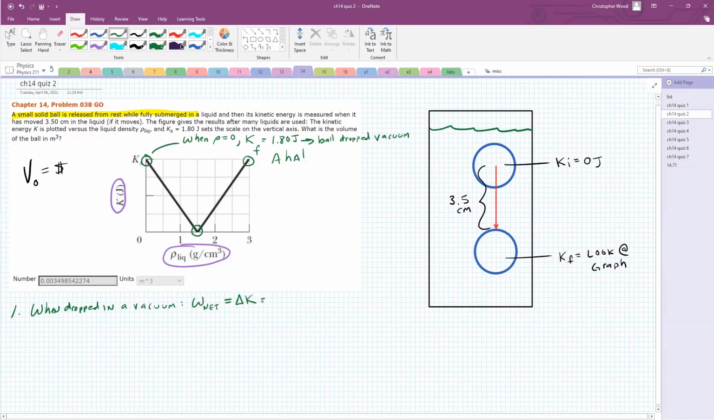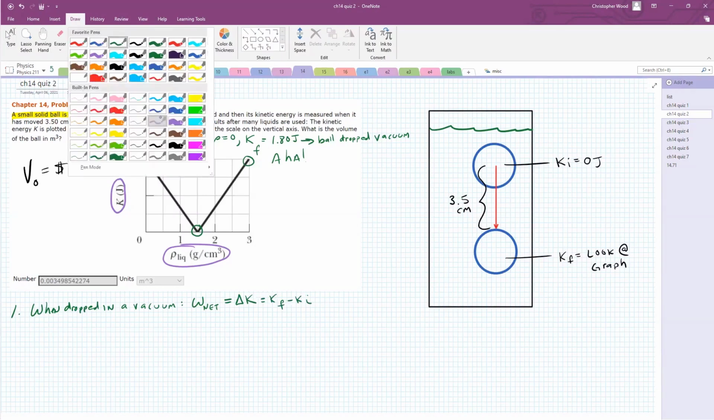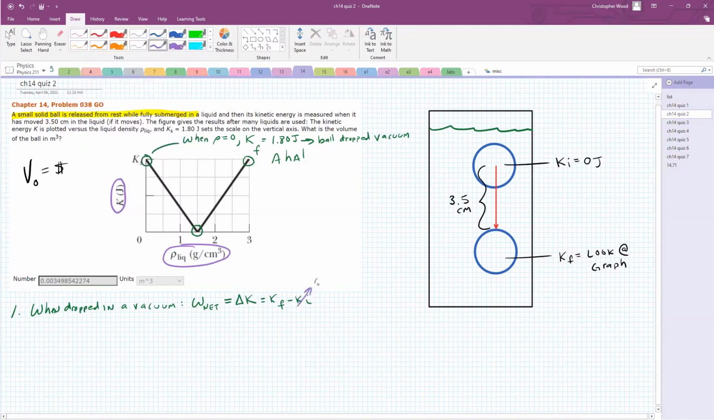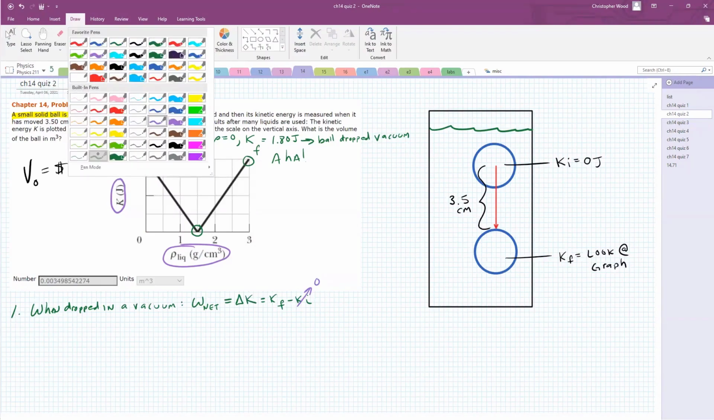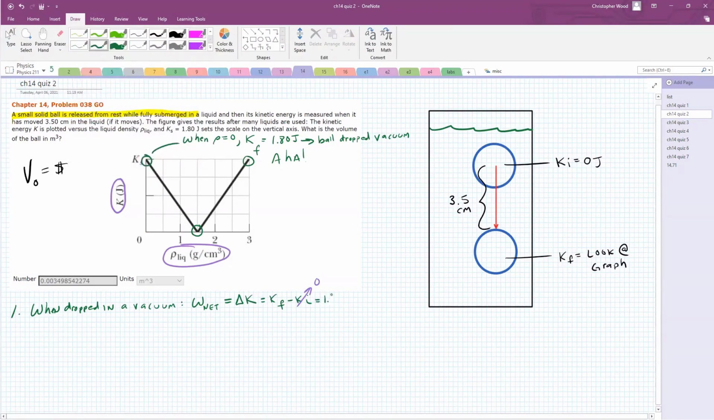All right, so delta K is final minus initial, and I just alluded to the fact that the initial kinetic energy is 0 because it's dropped from rest. And in this case, the final kinetic energy, again just keying on this point, equals 1.8 joules. Interesting. All right, so can I go any farther with this? I have the net work done. Let's talk about the net work.